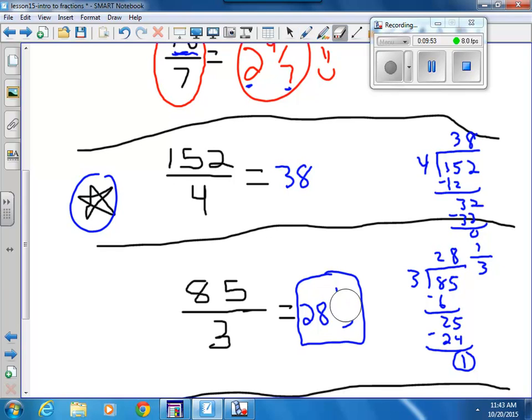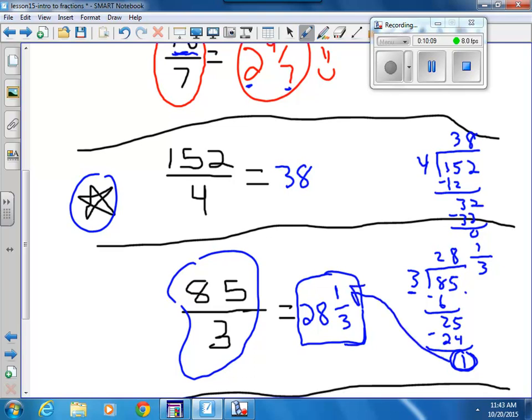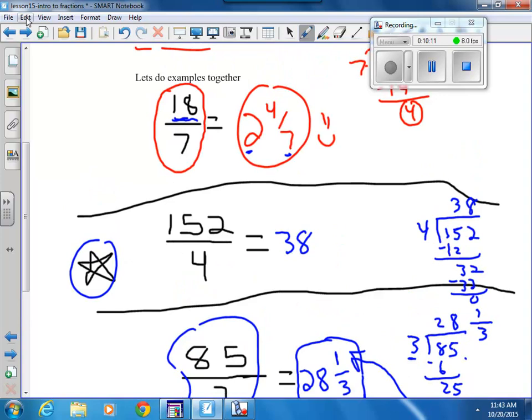Sorry, my handwriting's a little crazy there, the pen. So 28 1/3. So really just practice that mechanism of taking your improper fraction, dividing your numerator into your denominator, and looking for the remainder. And notice where the remainder goes. All right, hope that helps.